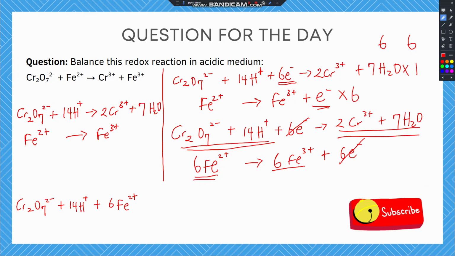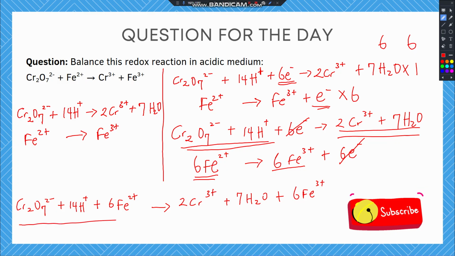Now let's go to the right side. We have 2Cr³⁺ plus 7H₂O plus 6Fe³⁺. This is our final balanced redox equation. Now we are done. But just to be sure, we need to find out if all the atoms are balanced on both sides and if charges are balanced as well.